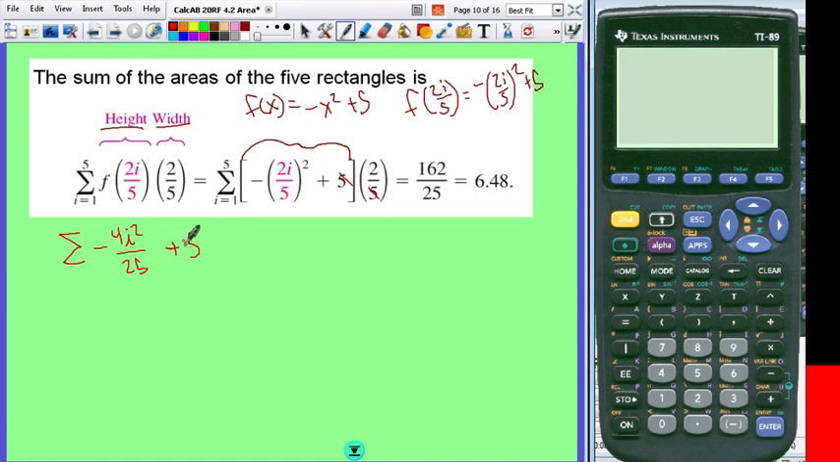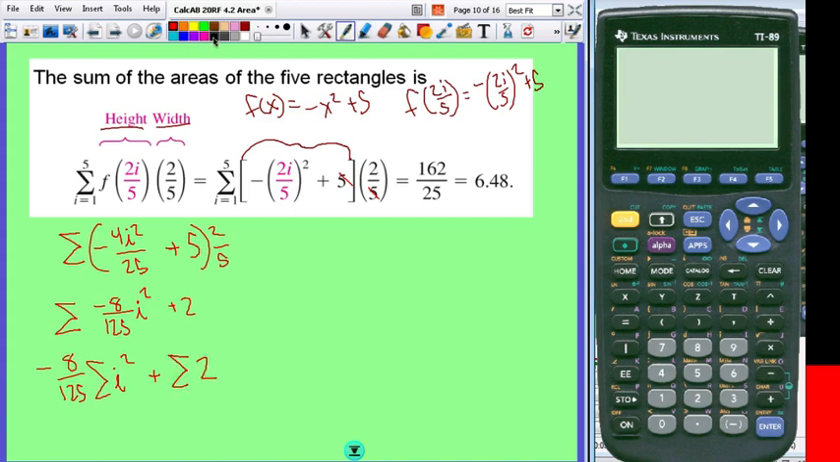Plus 5. All that's going to be times 2/5. Now we're going to distribute that 2/5 in. So if you distribute the 2/5 in, it's going to be the sum of negative 8 over 125 i squared plus 2, because that'll cancel out. Sweet. Now I'm going to break this up again into 2 different summations, and I'm going to move constants to the outside. So I have negative 8 over 125 times the sum of i squared plus, well, just the sum of 2.